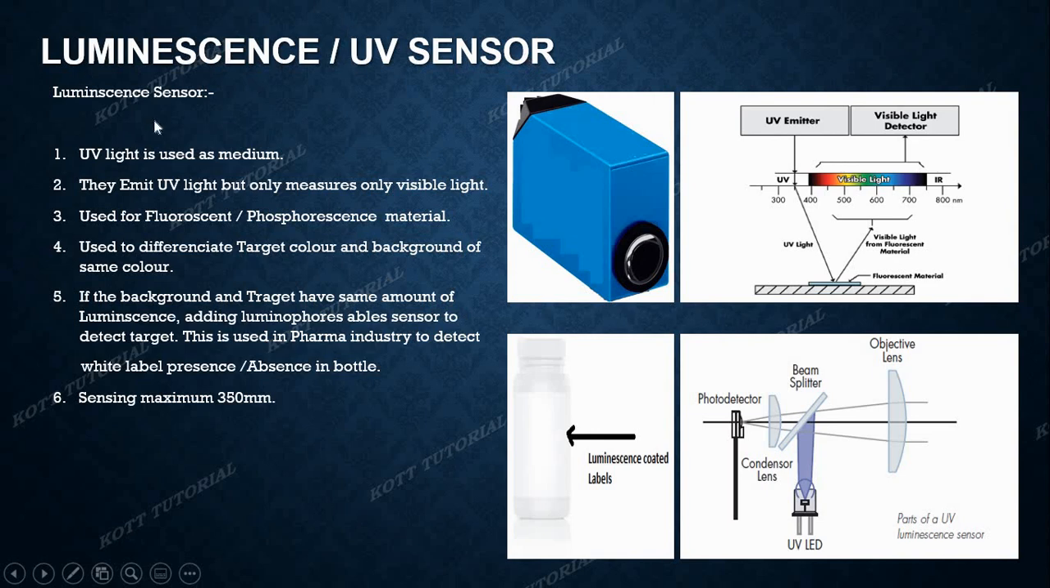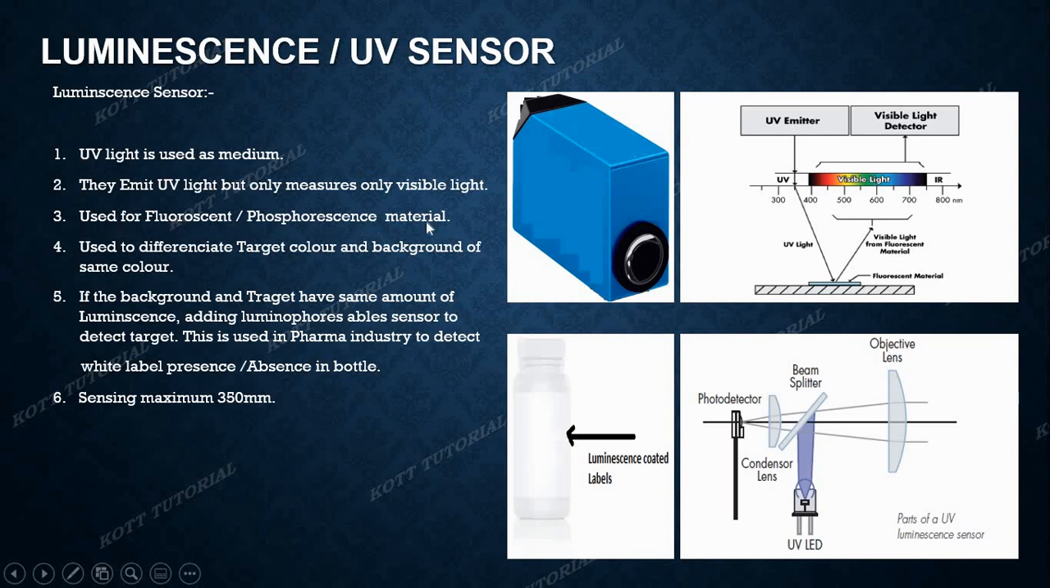Now why are they called luminescence sensors? See, in the pharma line usually the labels are coated with luminescence material. This label is specifically coated with luminescence material. So at that time this sensor can detect it very successfully. If there is no label, there is no luminescence material, and it can signal to our system that no label is present on the bottle. So now let us go into the working of this sensor.